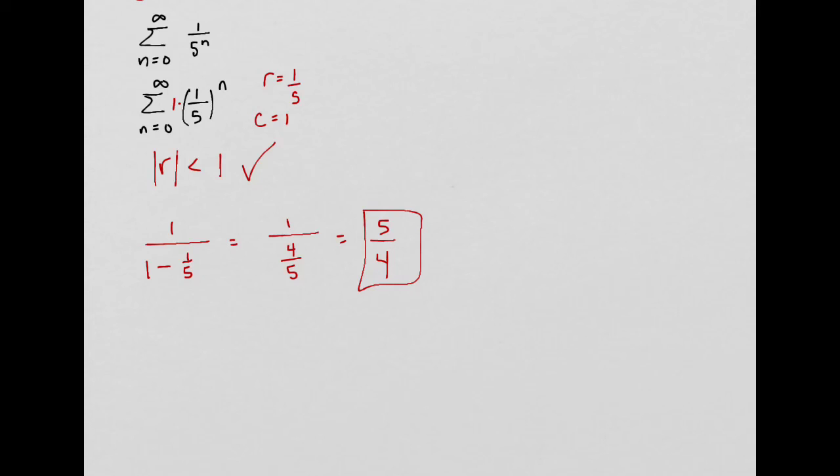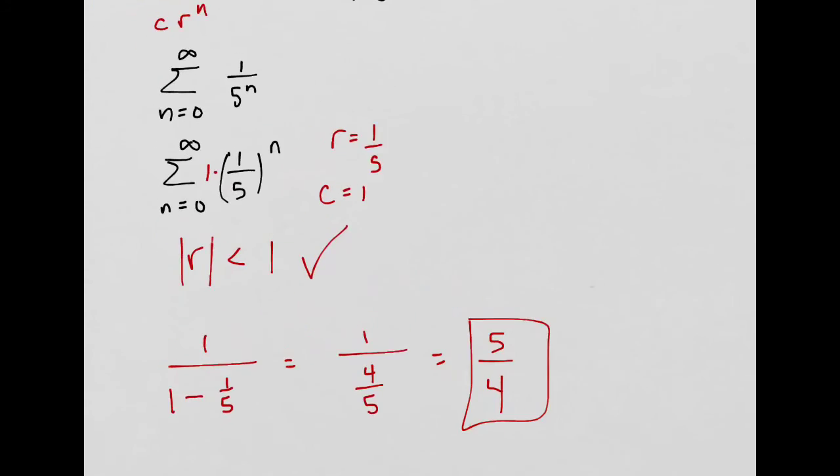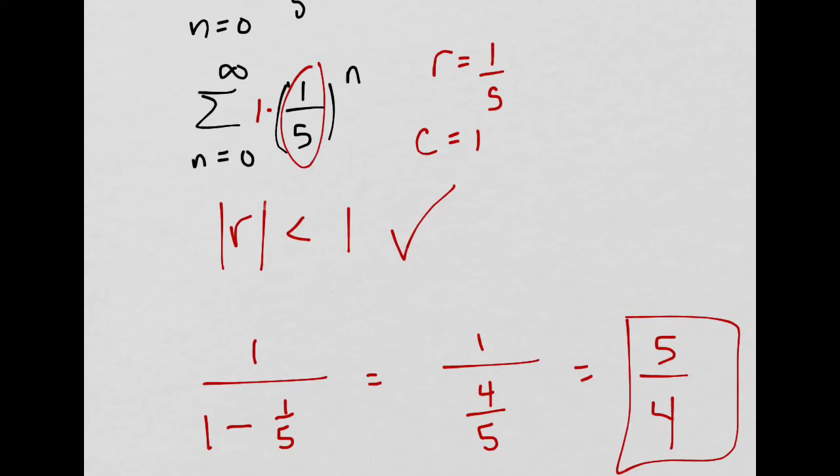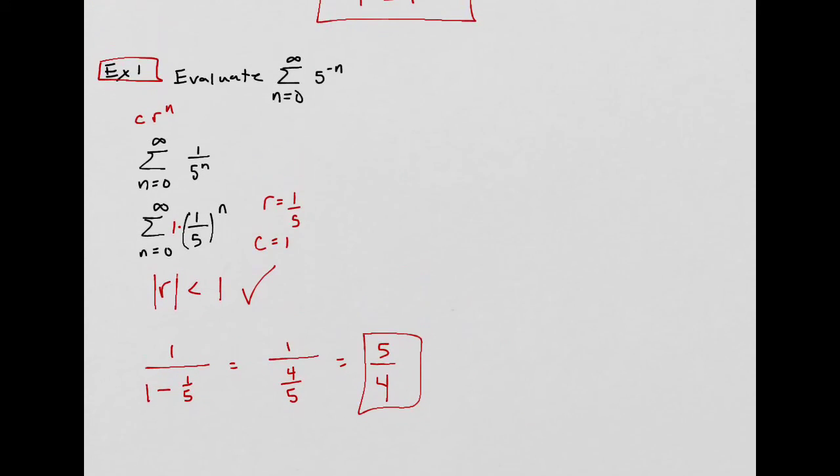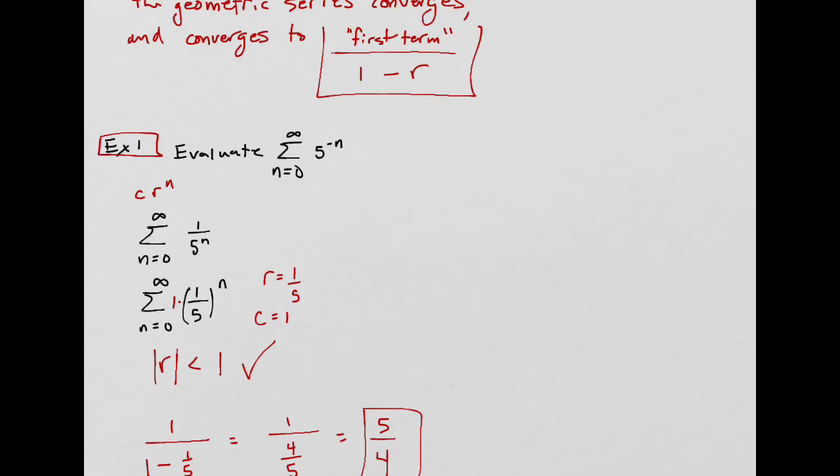This is just, if, let's look at, actually, we'll do that later. If the absolute value of r is less than 1, then it converges and we can use that formula. If not, then you cannot.